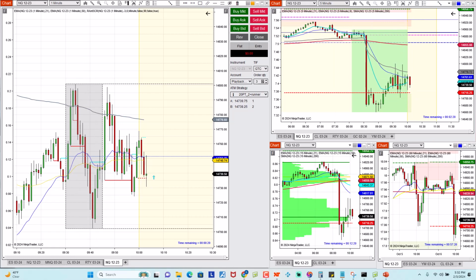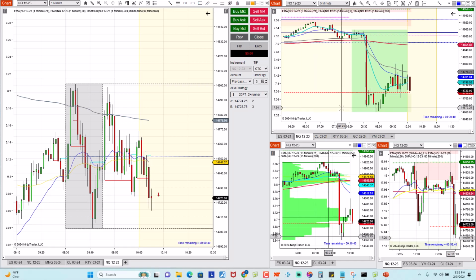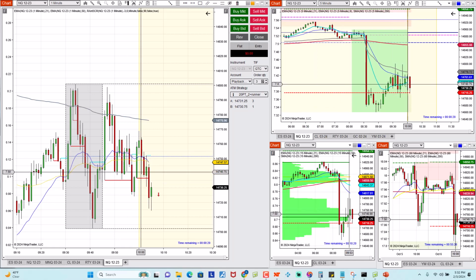So I'm just using NinjaTrader. I'm not affiliated with them, so I wish they would give me a lifetime license, but they have not contacted me yet. But I'm using their charts to demonstrate this.